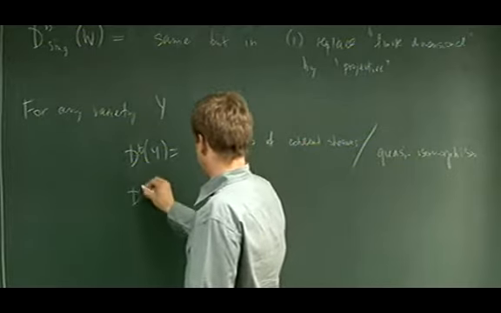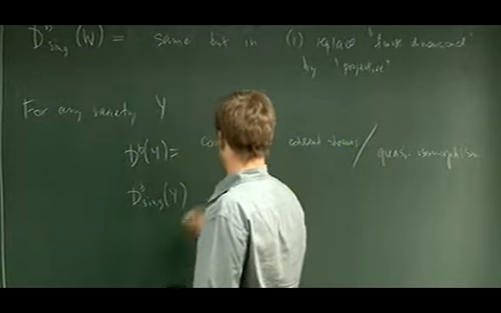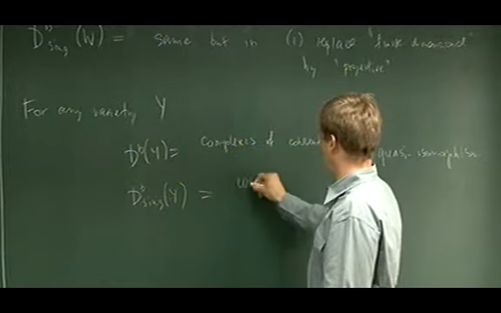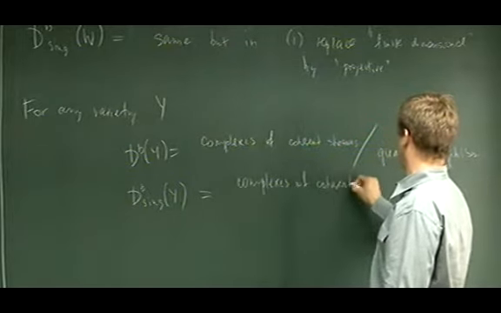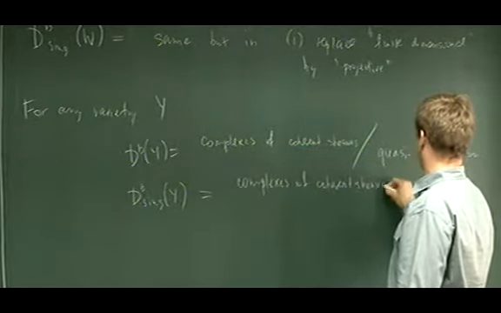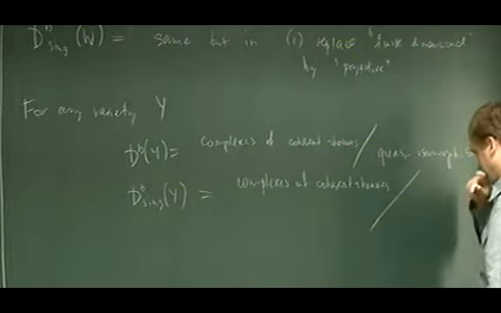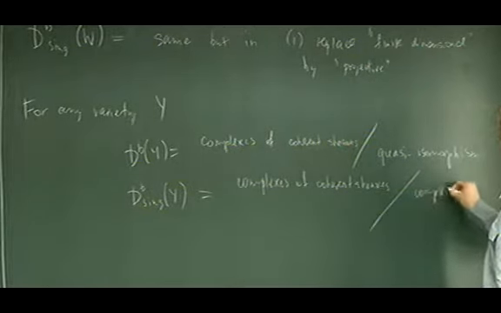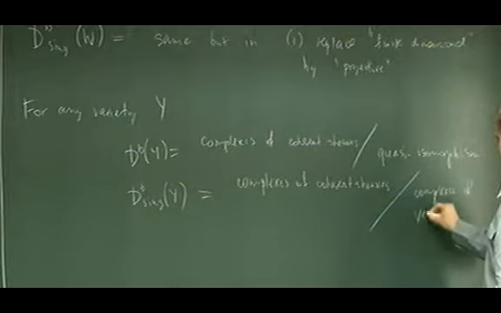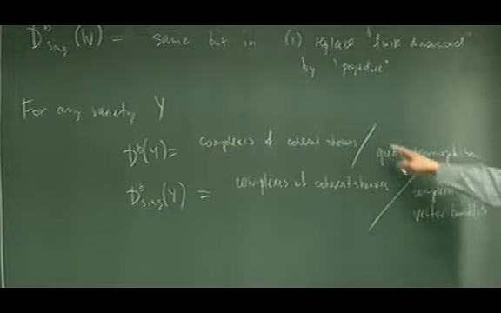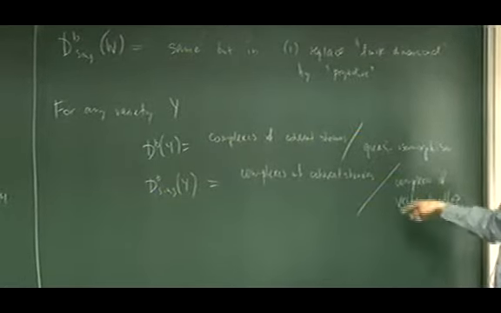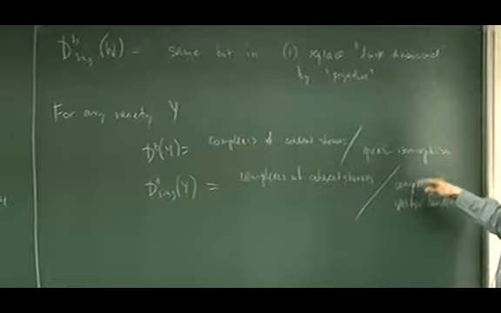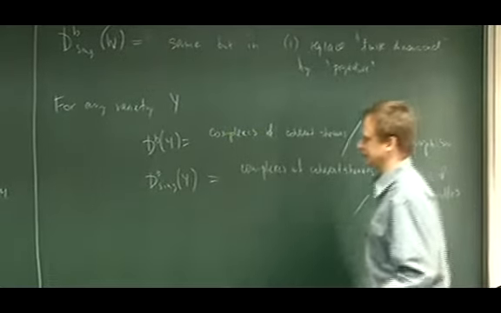And the singularity category of Y: this will be complexes of coherent sheaves, again modulo complexes of vector bundles. So here the same line means different things. Here we say that quasi-isomorphisms are invertible. Here we say that complexes of vector bundles, we force them to be zero in such a thing. We're looking at such a quotient.